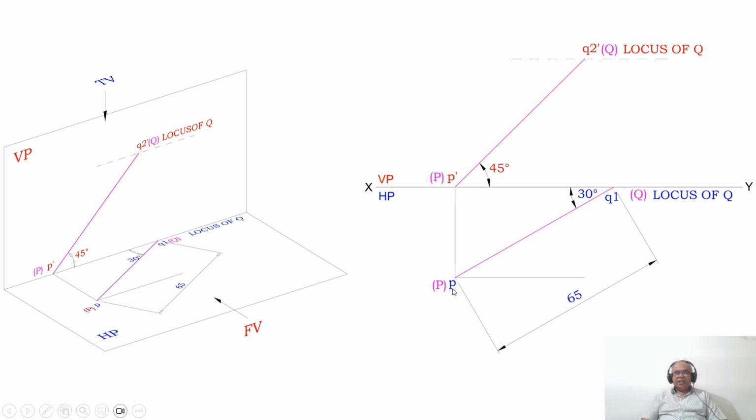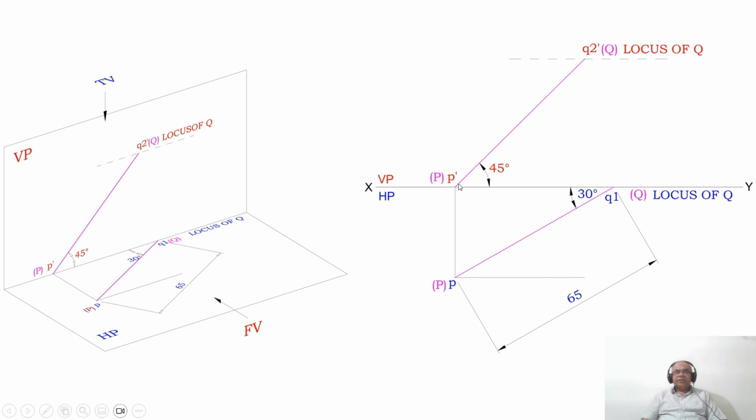So you mark this point as small p. Since it is the true length of the line, you mark this as capital Q and this as capital P. Then as P is on HP, the image will fall on VP. So draw a vertical projector from P to the XY line and mark that point as P dash, and this as capital P.